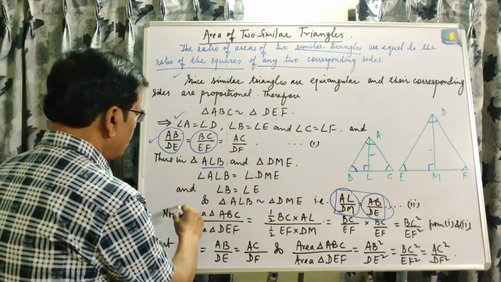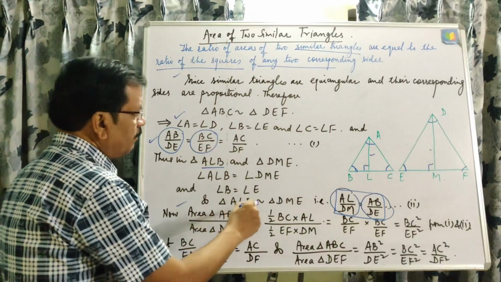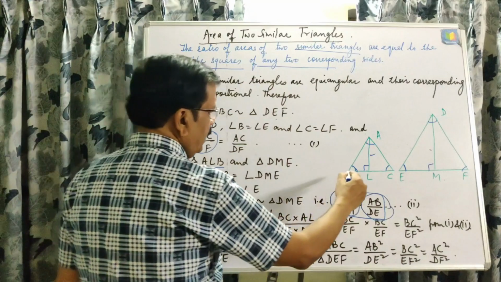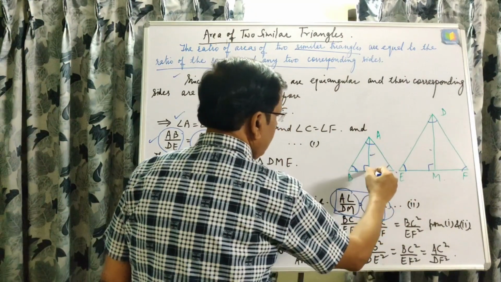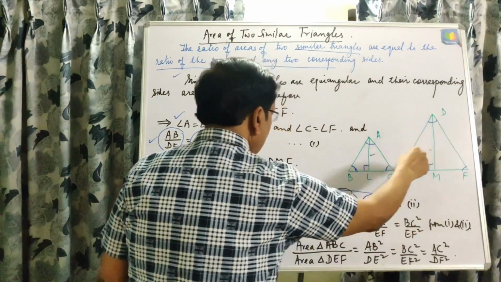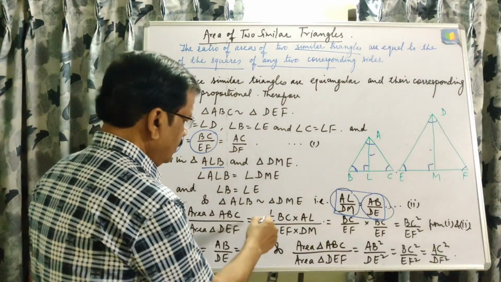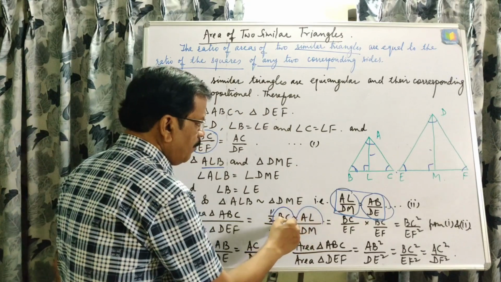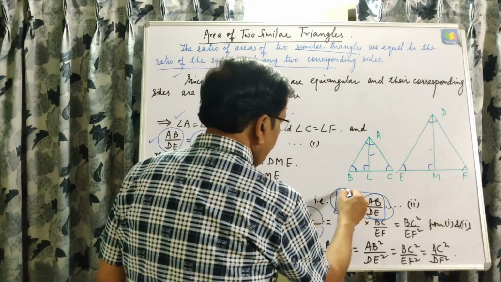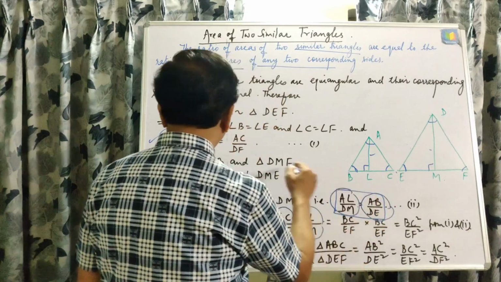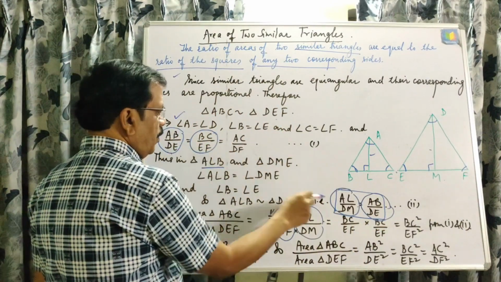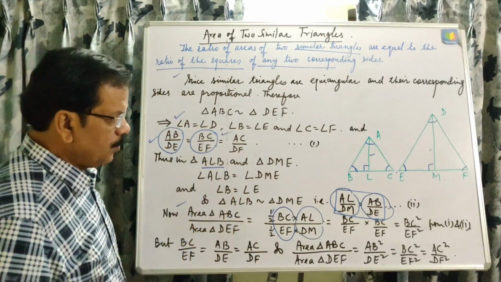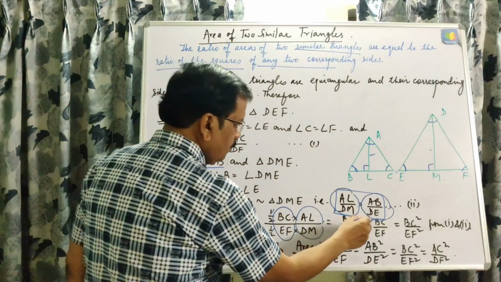Now write in terms of area, that is area of this triangle upon area of this, that is half base into height, half BC into AL upon half EF into DM. Now BC, this is cancelled, BC upon EF and AL upon DM. From this AL upon DM is equal to AB upon DE. So AL upon DM ultimately being BC upon EF.